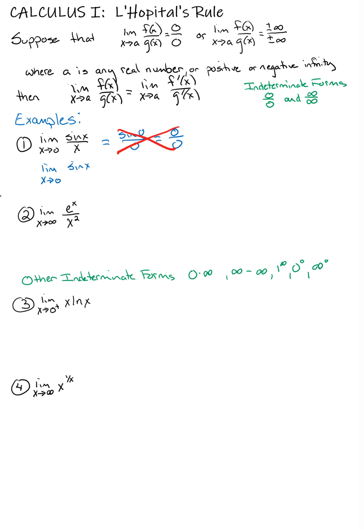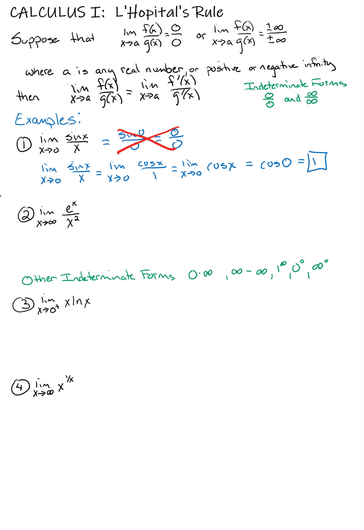invoke L'Hopital's rule, where we take the derivative, we're still using the limit, but we take the derivative of the numerator and the derivative of the denominator. So we end up with the limit as x approaches 0 of simply cosine of x, which we can evaluate using substitution and simply get 1.